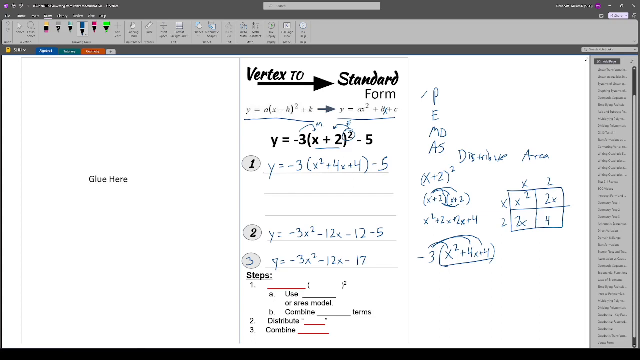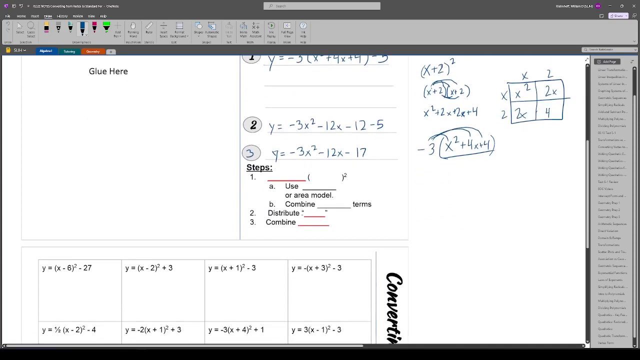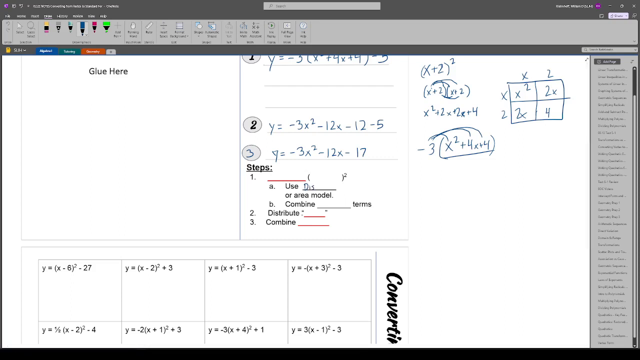So to summarize the process, there's basically 3 steps. Number 1 is we're going to use distribution or the area model in order to square the binomial, which we write out as blank times blank, so that we don't forget the middle terms. Then we combine like terms.